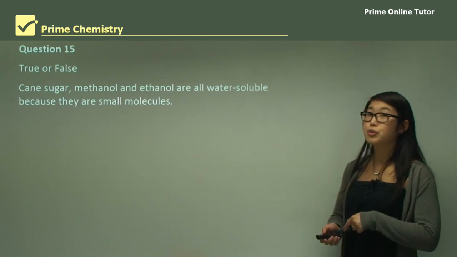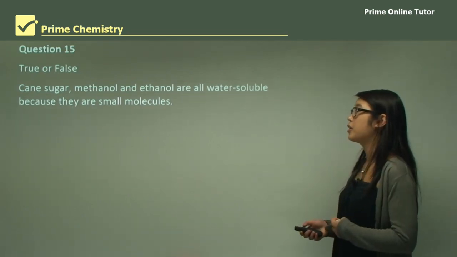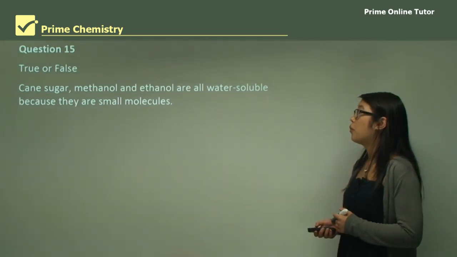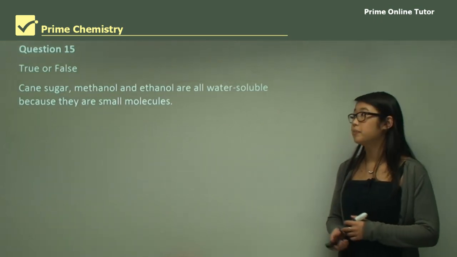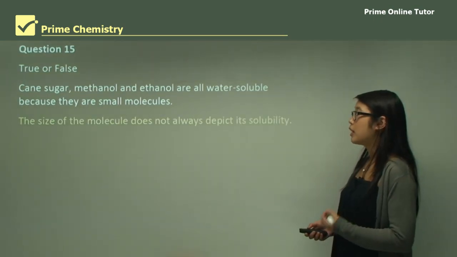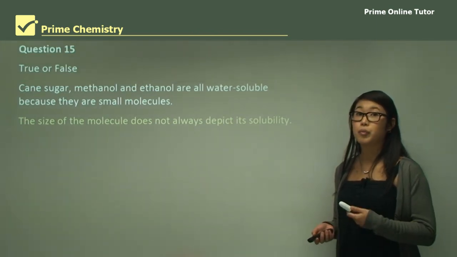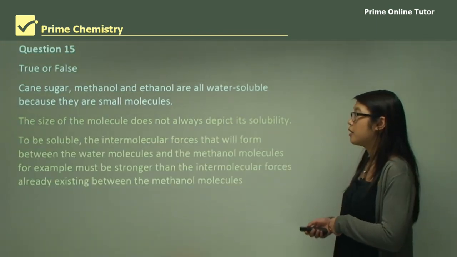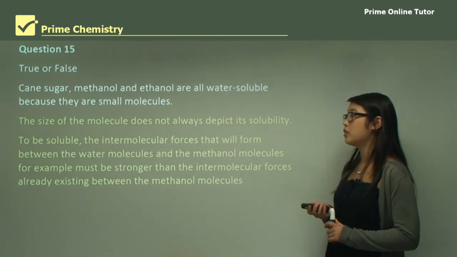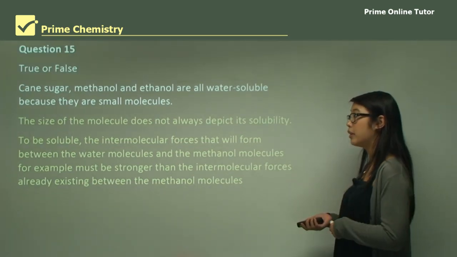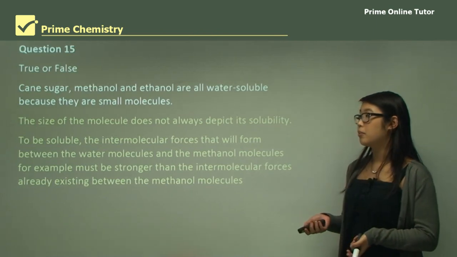So question 15, true or false? Cane sugar, methanol, and ethanol are all water soluble because they are small molecules. The size of the molecule does not always dictate solubility. Sometimes large molecules can dissolve in water very easily. To be soluble, the intermolecular forces will form between the water and the compound that we're looking at, so in this case, methanol molecules.